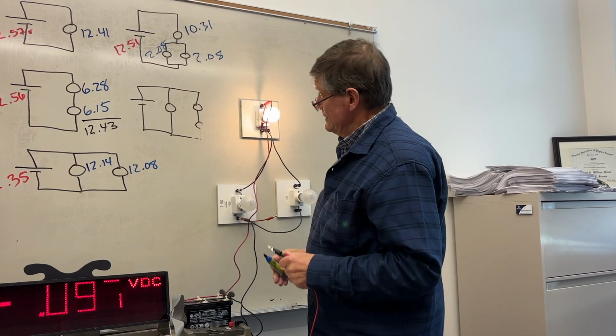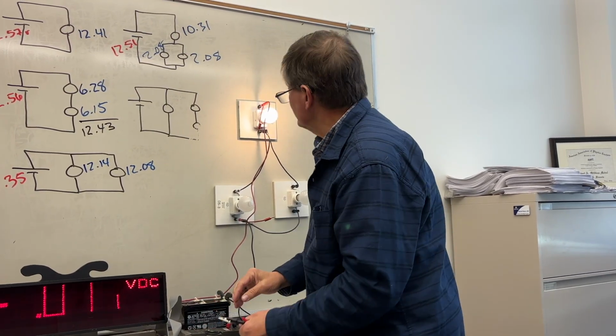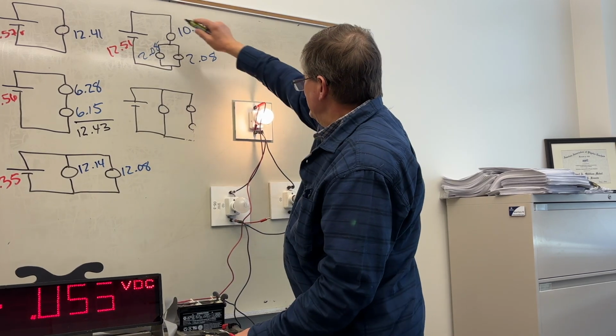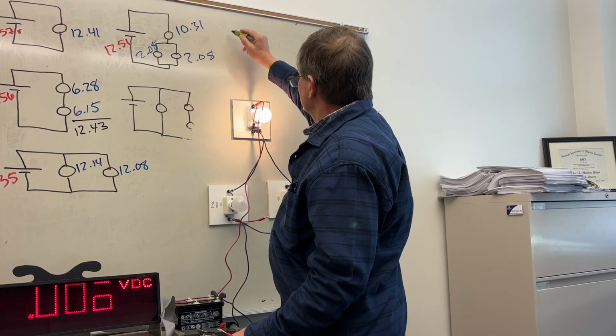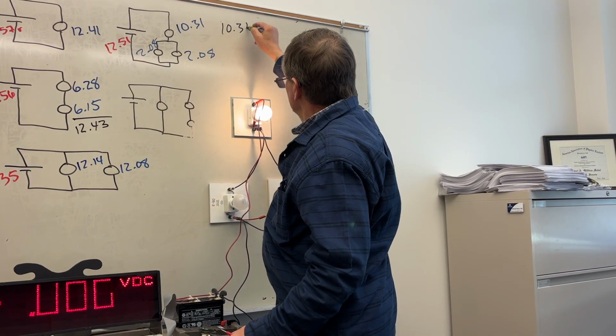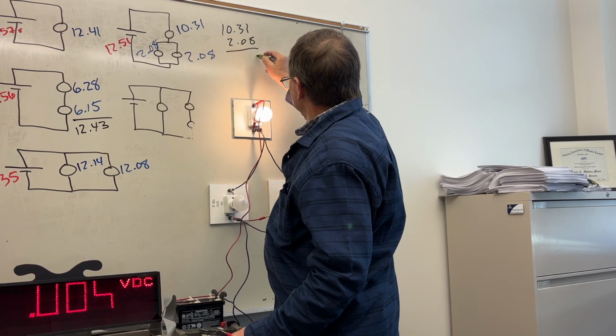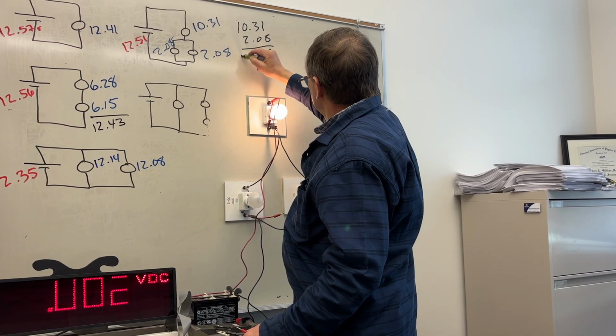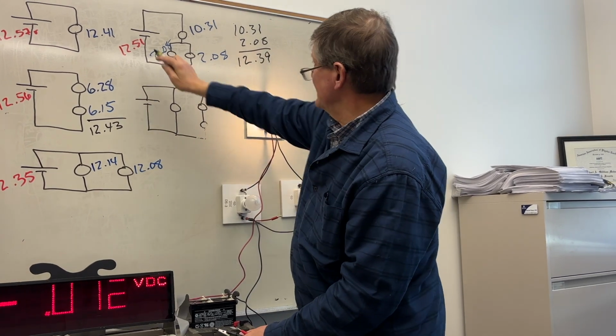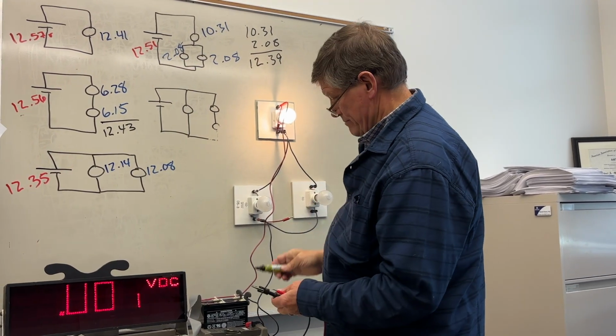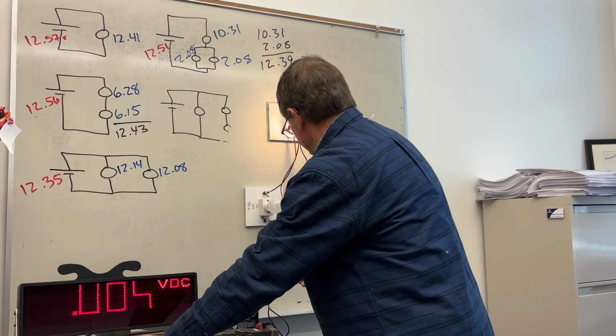Okay, now if we add up any path here, I've got 10.31 and 2.08. That's going to be 12.39. Again, very close to our battery voltage.